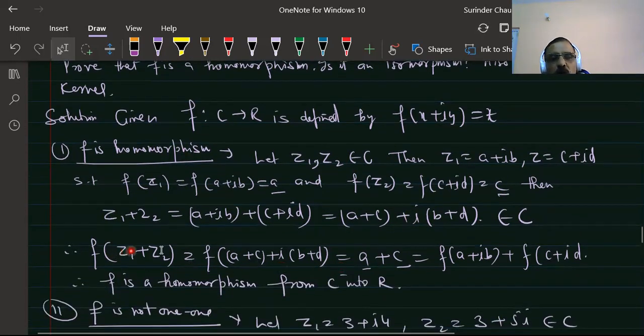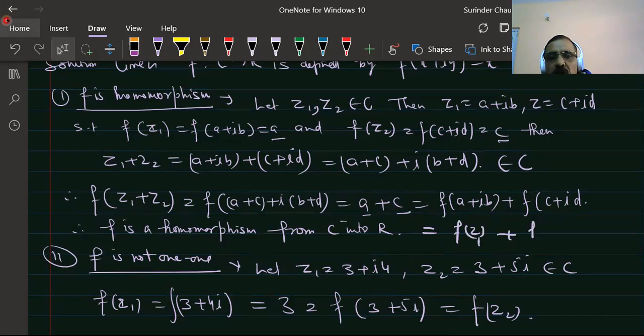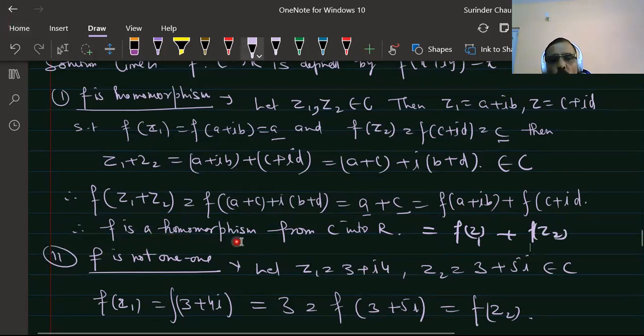So f of z1 plus z2, because both the groups have addition as the operation, is equal to the real part of the sum, which is a plus c. That is f of a plus iota b plus f of c plus iota d. So f of z1 plus z2 is equal to f of z1 plus f of z2. Therefore f is a homomorphism from C to R.